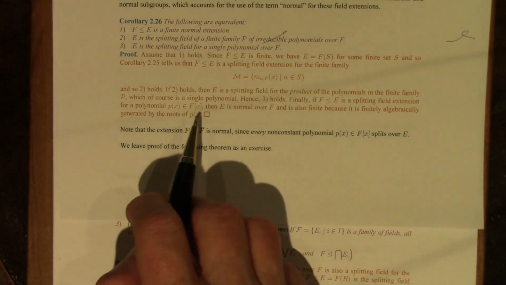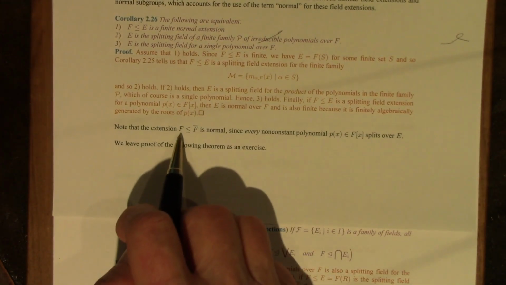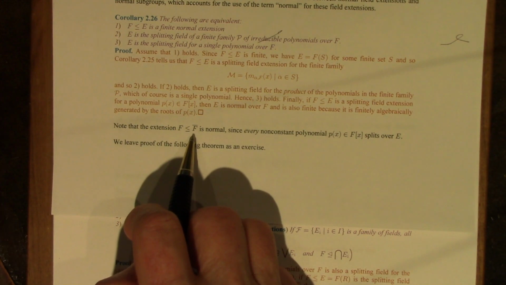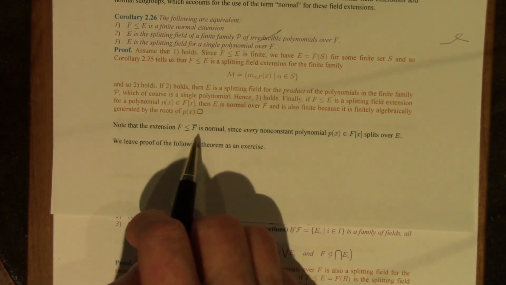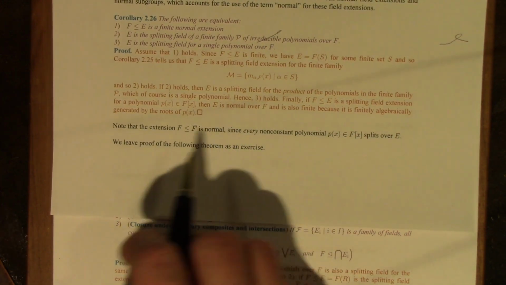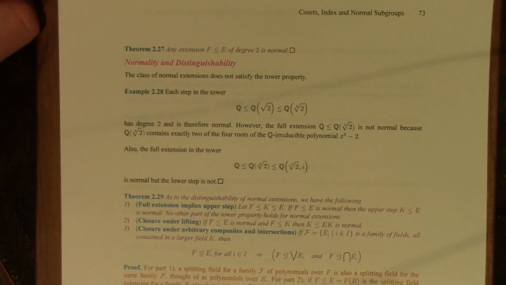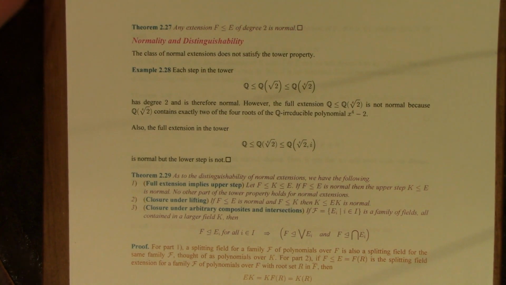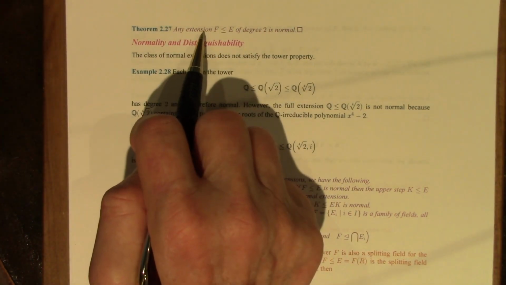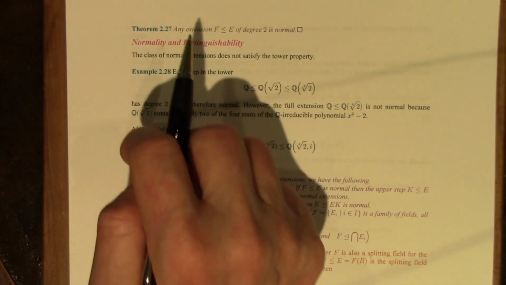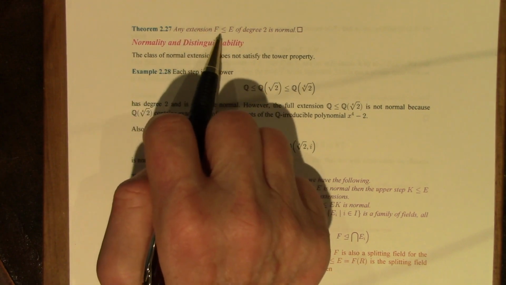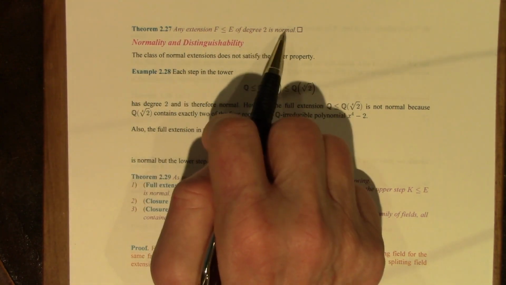I should note also that this extension, F bar over F, is normal. And I'm sure you can fill in the reason. Here is a theorem, very important actually, whose proof I'm going to leave for you. It should only be 1 line or 2 lines. Any extension E over F of degree 2 is normal.